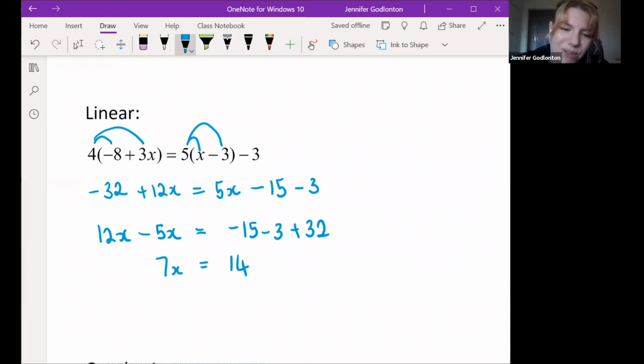Okay, so 7x is equal to 14, and then we're going to divide both sides by 7, and so you get your answer, x is equal to? 2. Excellent, nice job. That's 100% perfect. Well done.